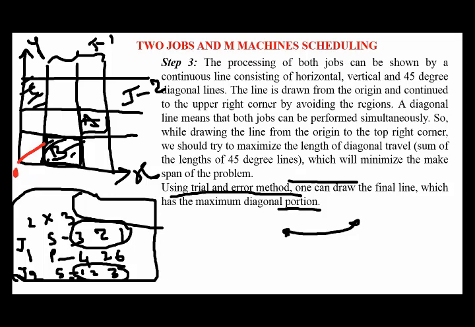A diagonal line means that both jobs can perform simultaneously. So while drawing the line from the origin to the top right corner, we try to maximize the length of the diagonal travel, which shows the optimal time for that problem. And here it touches the right side of that. It touches the block at one corner. Then here the remaining place is there from this point to here.